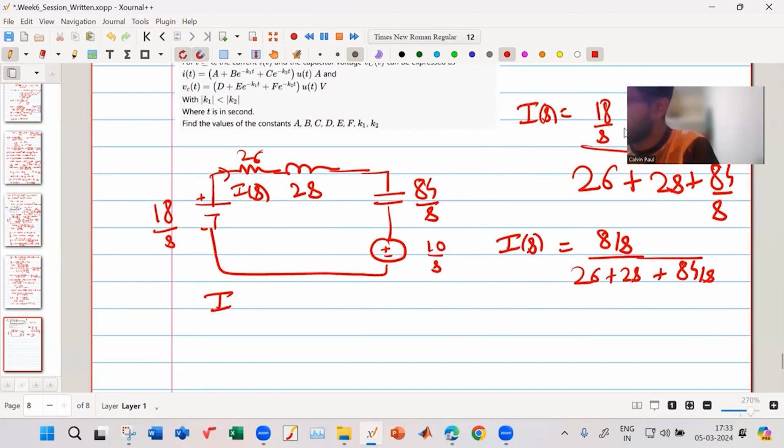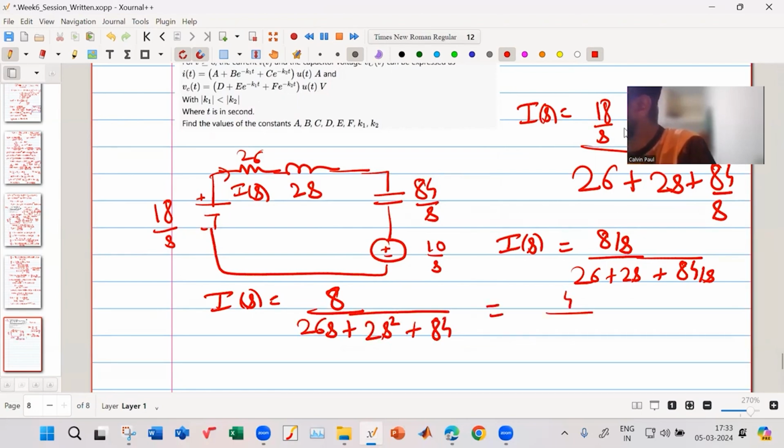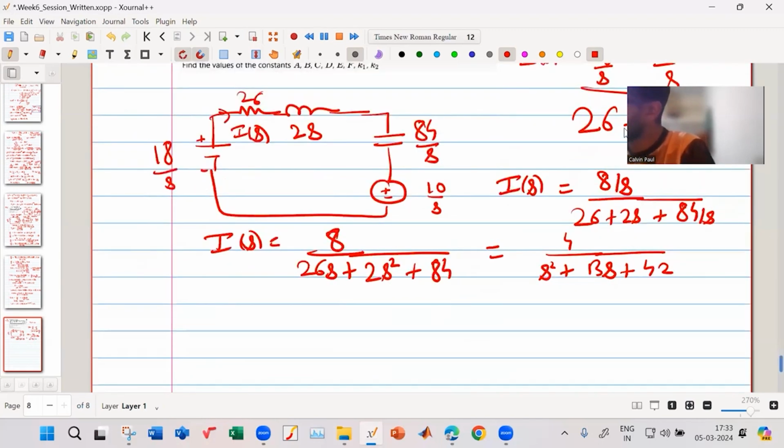So my I of S comes out to be equal to 8. S goes in the denominator. It becomes 26S plus 2S square plus 84. I divide throughout by 2. It becomes 4 upon S square plus 13S plus 42. So what will be my I of S? Can you find out the factors?